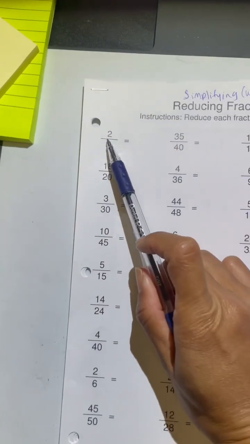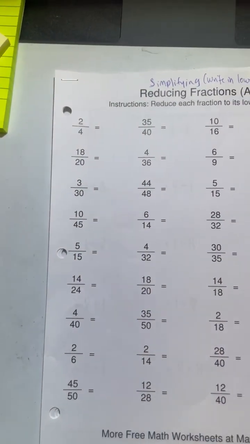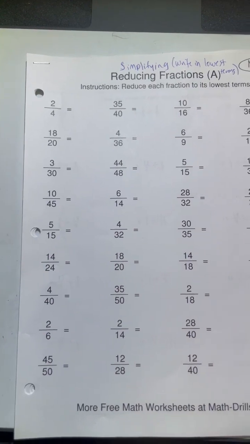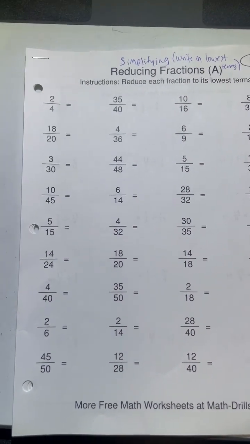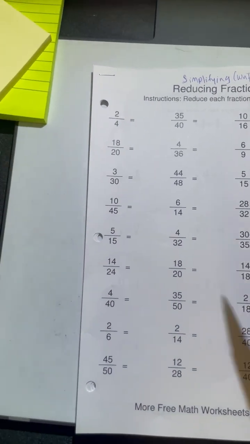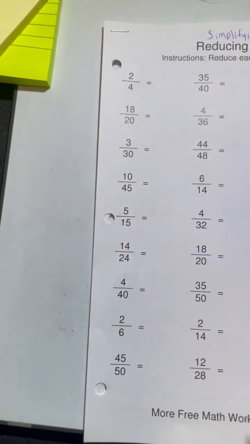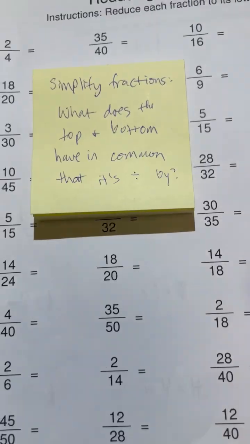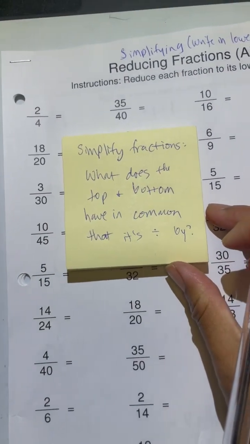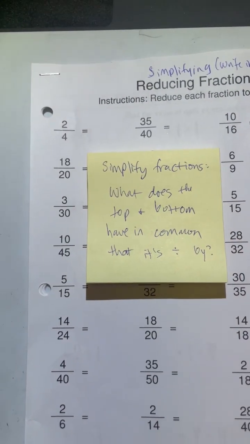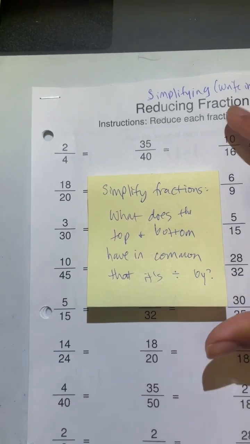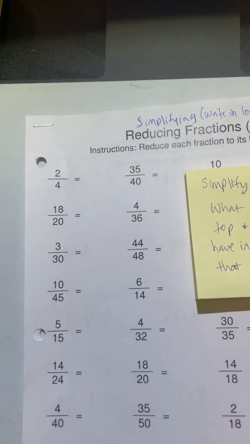So here, 2/4 could be written in smaller numbers. And we always want to simplify our answers to have its smallest numbers. So when we simplify, what we want to ask ourselves is, what does the top and the bottom have in common that I can divide by, right? What does the top and bottom have in common that it's divisible by, that you can divide it by? So here, that's the thought bubble that I'm going to have.